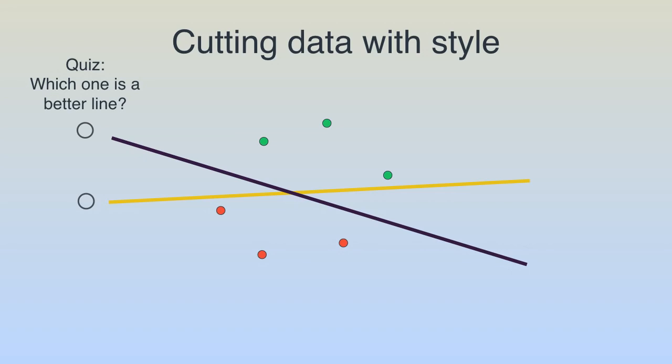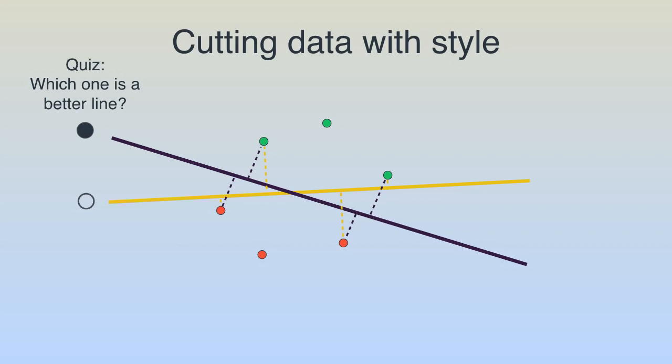Well, if we look at the yellow line, it seems that it's close to failing. It's too close to 2 of the points. So if we were to wiggle it a little bit, we would misclassify some of the points. The purple one, on the other hand, seems to be nicely spaced and as far as we can from all the points. So it seems like the best line is the purple one.